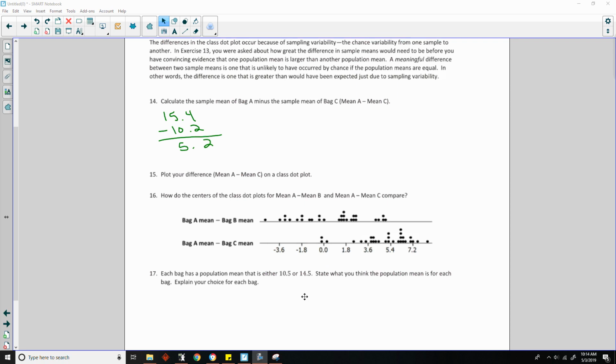So number 17 says each bag has a population mean that is either 10.5 or 14.5. State what you think the population mean is for each bag. Explain your choice for each bag. Okay, the population mean is 14.5 for bag A and B and 10.5 for bag C. Students indicate their selections based on the class dot plots and the sample means they calculated in the exercises.